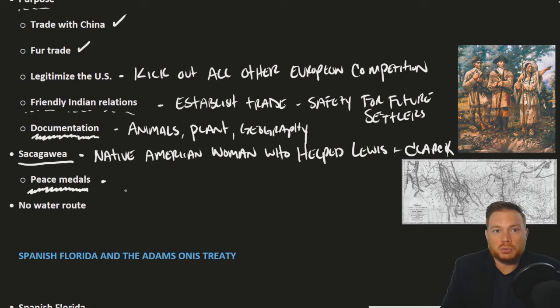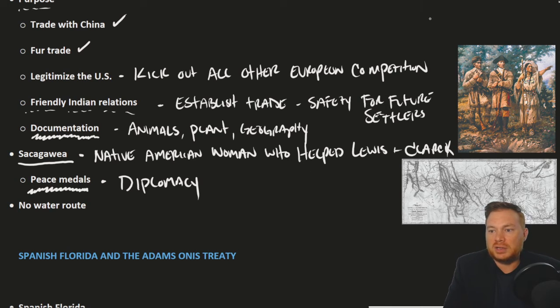But it was also a way for future settlers, when they came into contact with tribes along this trail or along the Western territories, if the tribes contained these peace medals, then it was sort of safe, so to speak. So this was kind of a way of maybe establishing, we'll say, diplomacy. All right, diplomacy along the way.